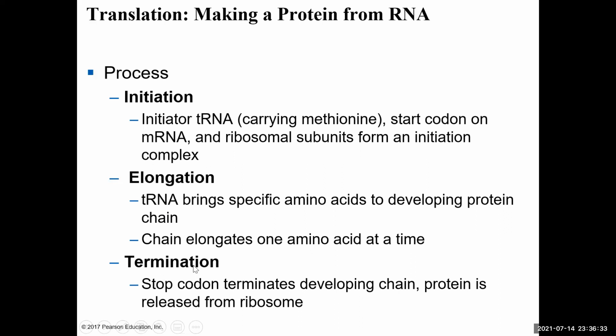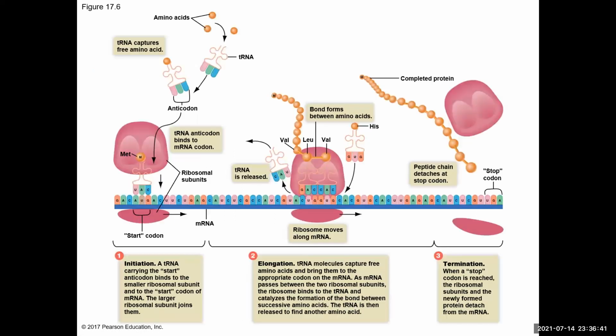Termination then happens once a stop codon is read, and that terminates the developing chain of amino acids, and then the protein is released from the ribosome. So here we have a figure of that process. You have your start codon here, which is AUG. You have your small subunit, your large subunit with the methionine. They bind together and make that initiation complex.